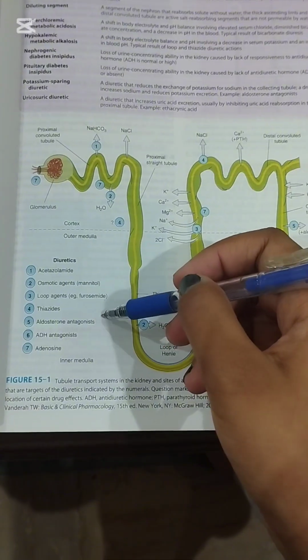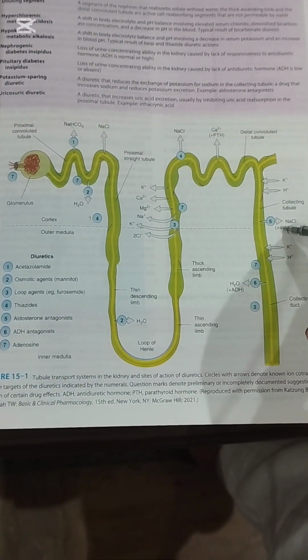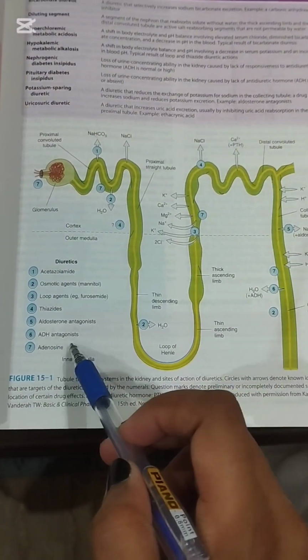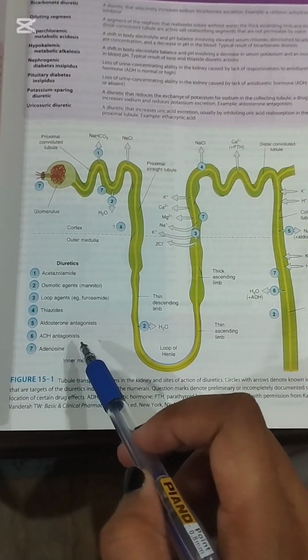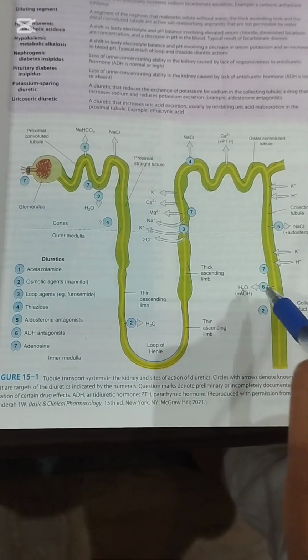Can you see them? Where is 5? Here. So NaCl plus aldosterone. And then we have ADH antagonists, which included conivaptan. Here they are acting.